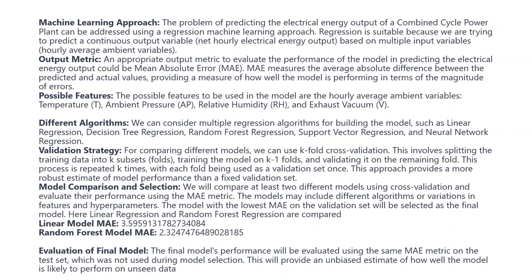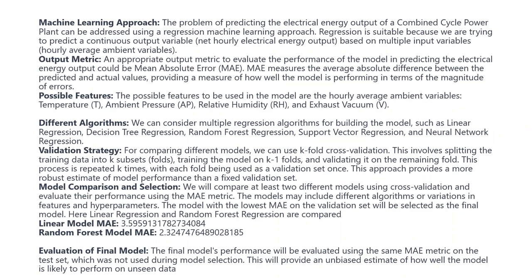Different algorithms. We can consider multiple regression algorithms for building the model, such as linear regression, decision tree regression, random forest regression, support vector regression, and neural network regression. Validation strategy. For comparing different models, we can use k-fold cross-validation. This involves splitting the training data into k subsets, folds, training the model on k-1 folds, and validating it on the remaining fold. This process is repeated k times, with each fold being used as a validation set once. This approach provides a more robust estimate of model performance than a fixed validation set.